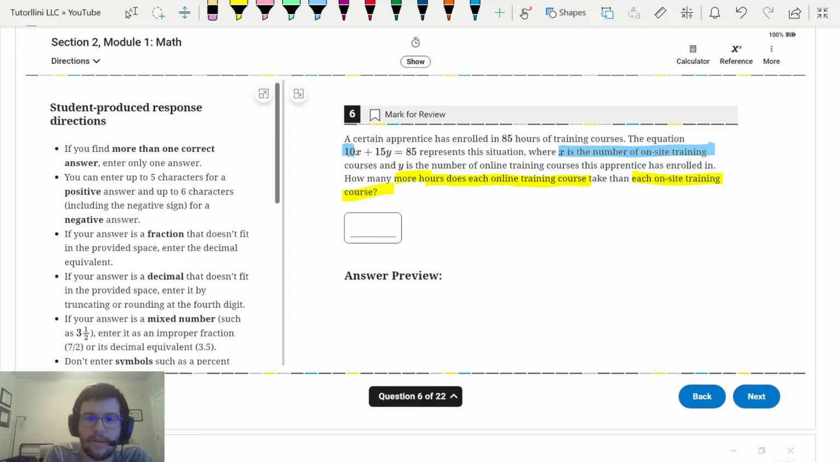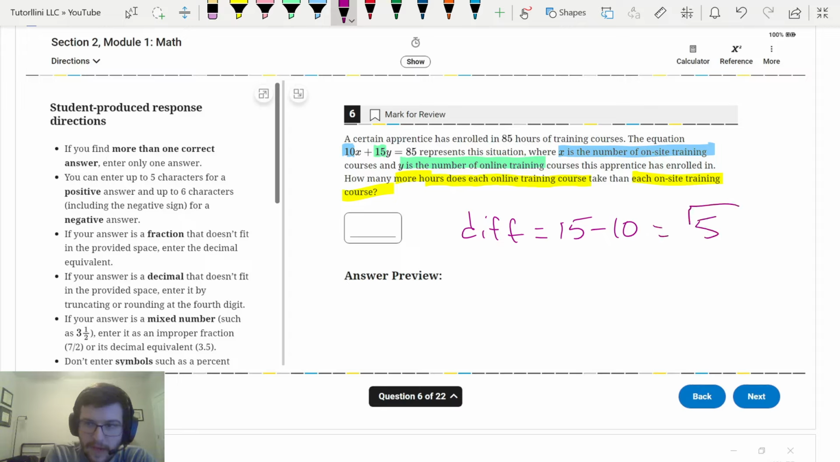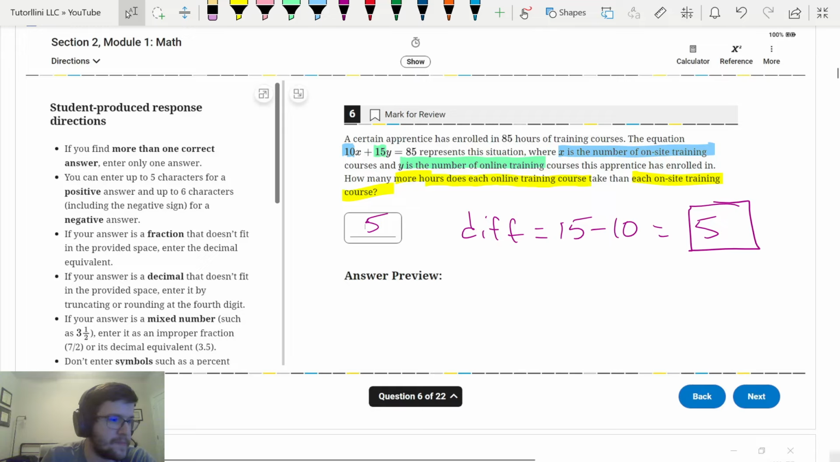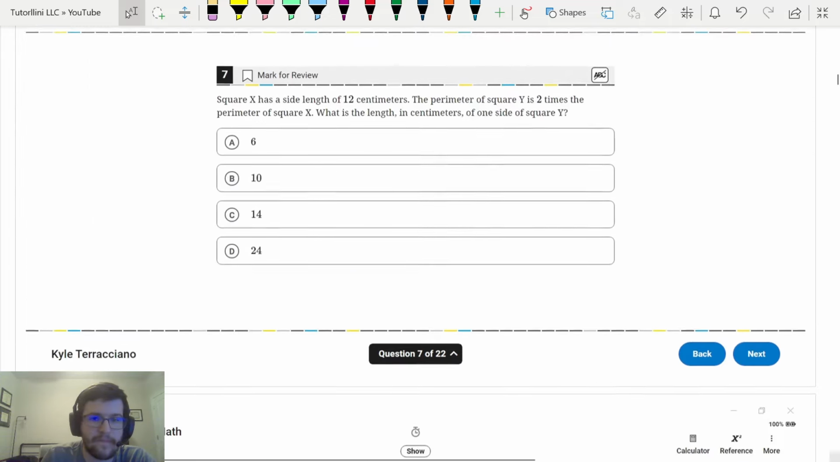And the same thing for the y. The y is the number of online courses, so the coefficient of that tells us how many hours per each online course. To find how much more, we just do the difference between them. So the difference equals 15 minus 10, which equals 5. And that is the answer. So 5 more hours per course for the online training. I'm going to put 5 in the box here, and that is our answer. All right, let's keep going.